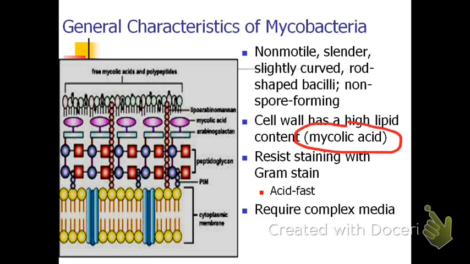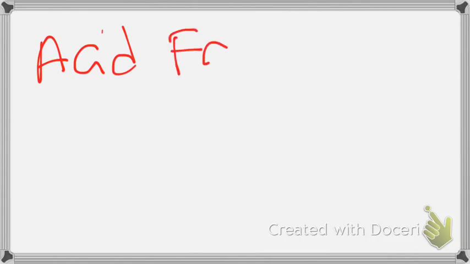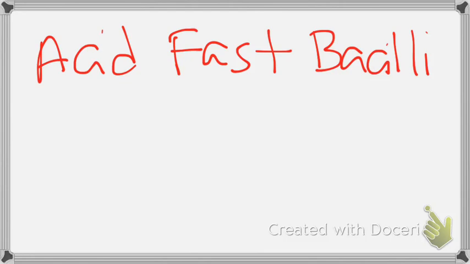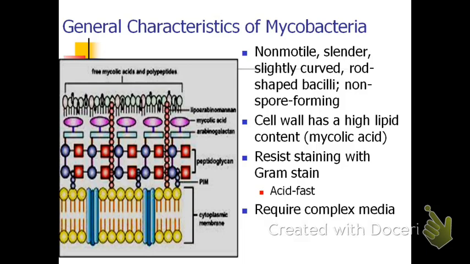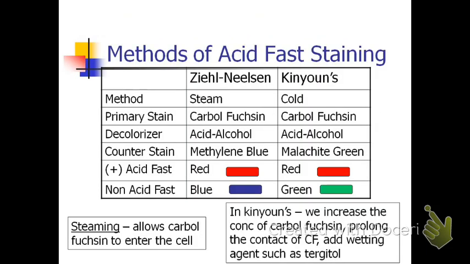Now, going back to the acid-fast stain, probably you are wondering, why do we call this microorganism acid-fast bacilli? In order for you to understand the meaning of acid-fast, you have to be familiar with the acid-fast staining. There are two main methods for the acid-fast stain. These are the Ziehl-Neelsen method, and the other one is the Kinyoun's method.